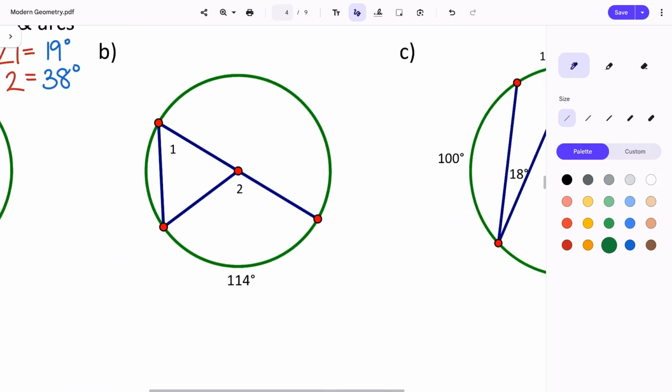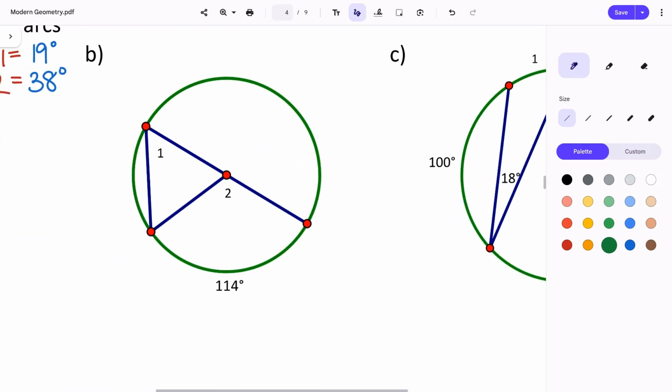Okay, let's go on to number 2. I want to, again, find 1 and 2. So once I have these filled in, I'm done. What do you guys see or want to do?